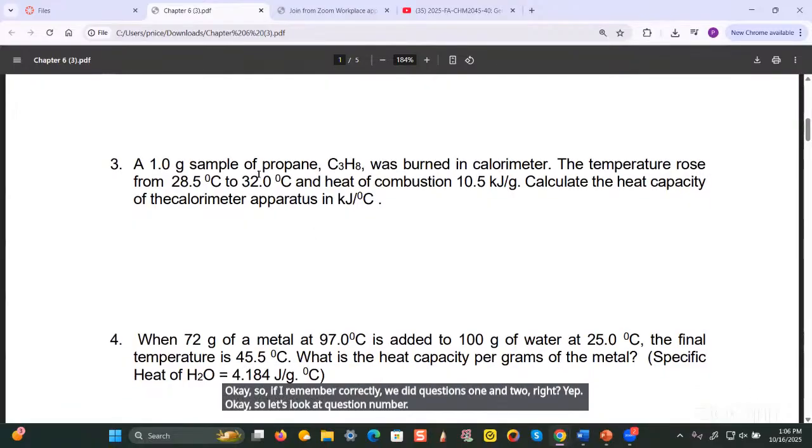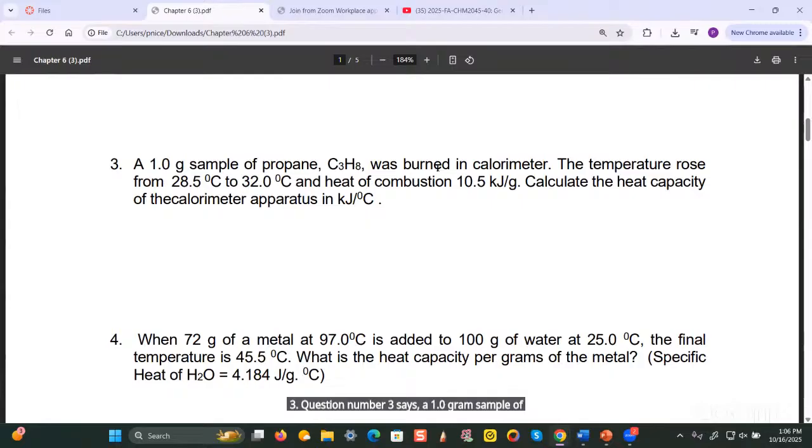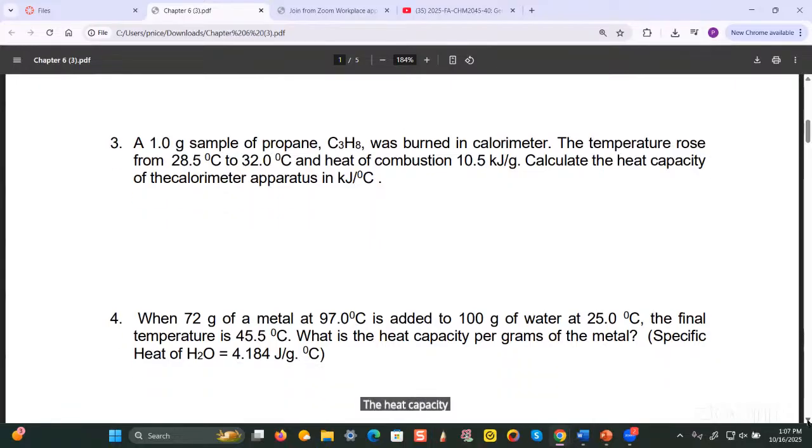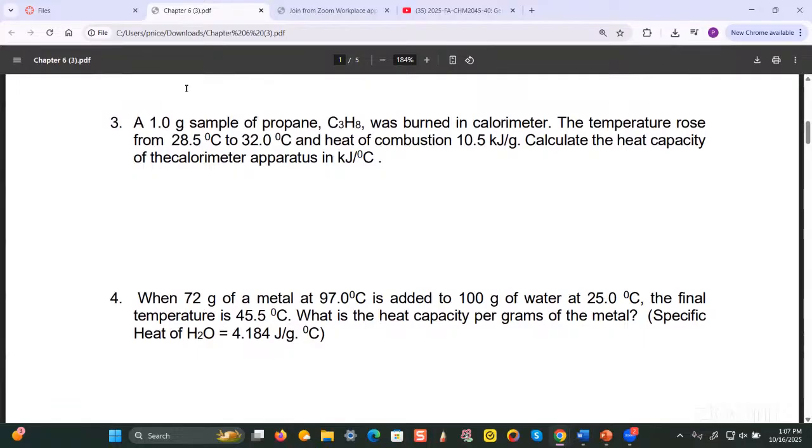Question number 3 says a 1.0 gram sample of propane was burnt in a calorimeter. The temperature rose from 28.5 degrees Celsius to 32.0 degrees Celsius, and the heat of combustion is 10.5 kilojoules per gram. Calculate the heat capacity of the calorimeter. Now remember, the heat capacity formula I showed you earlier is uppercase C is equal to Q over delta T, right? So in order to calculate C, we need 2 things. We need delta T and we need Q.